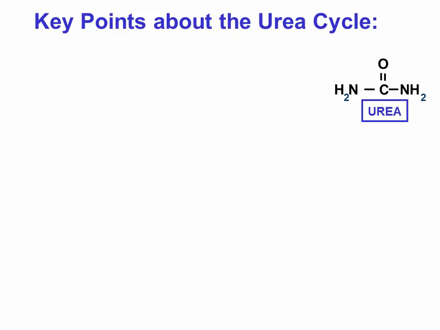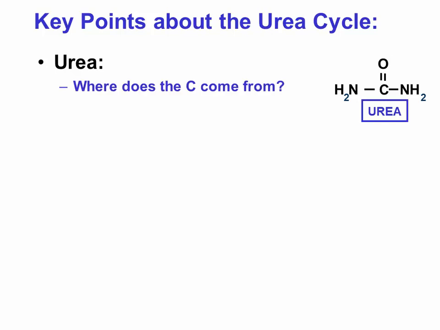Let me go back because I like this slide better. All right, so this is the structure of urea, by the way. And so the first question is, for the urea, where does the carbon come from? Again, carbon dioxide, right? So CO2, and it's written as bicarb because that's the majority of it in a cell is going to be in the form of bicarbonate, okay? But it's CO2, carbon dioxide.